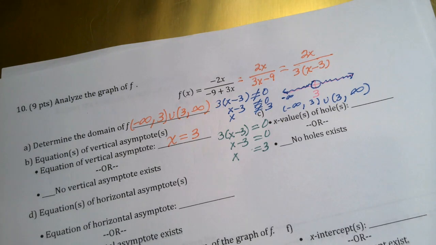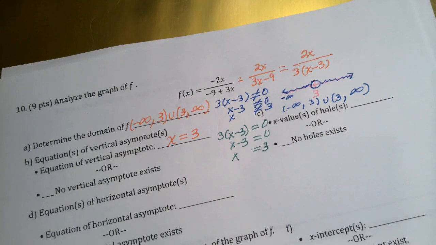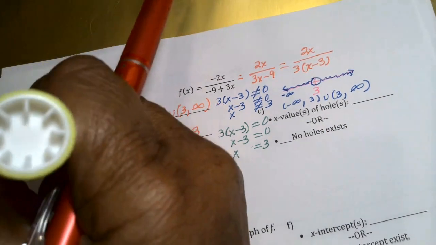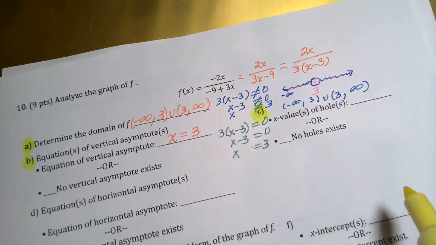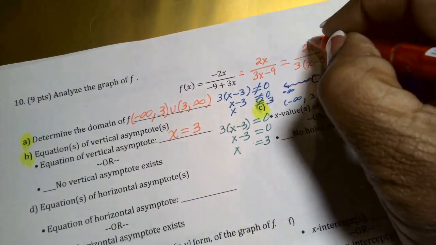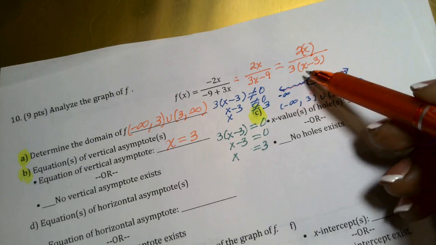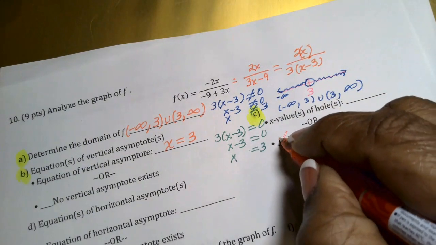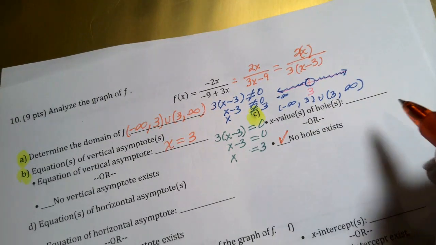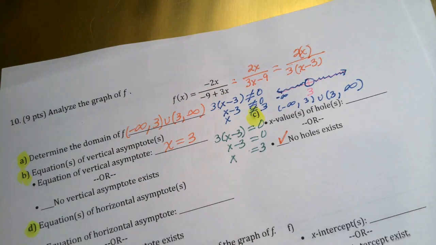So now, we look to see if there are any holes. So we've done A and B. Part C now is hiding in here. Are there any holes? So we look at our factors here, and none of the factors involving x canceled away. So I'm going to check no holes exist. Okay, we didn't have any canceling factors involving x. Now we move on to part D, find the horizontal asymptotes.